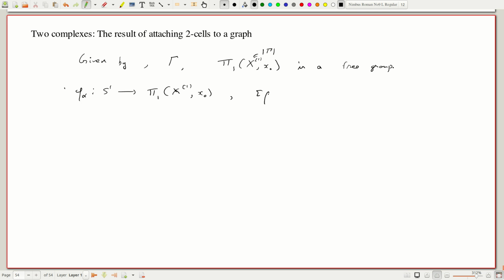So the class of phi alpha is not defined in pi1 of X^0, but is instead defined in pi1 of X^1, with phi alpha of 1. But this is well defined. This gives you a well defined conjugacy class in pi1 of X^1, not with phi alpha of 1. The whole point is with the given base point.